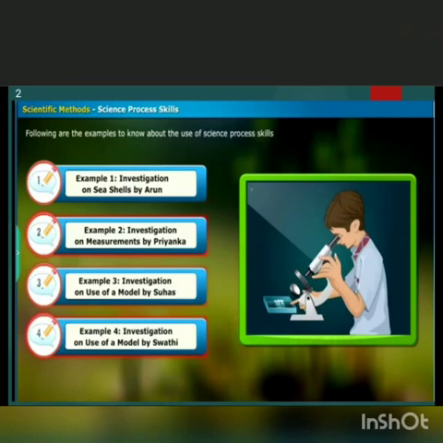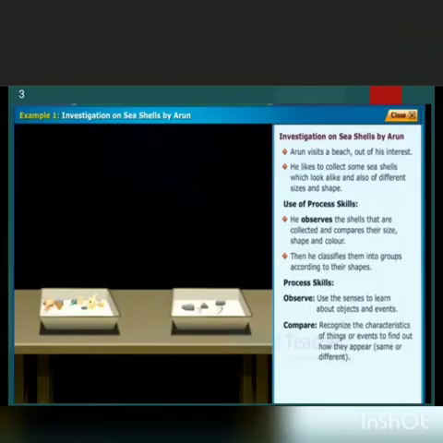Example 1, investigation on shells by Arun. Example 2, investigation on measurements by Priyanka. Example 3, investigation on use of model by Shuhash. Example 4, investigation on use of model by Swati. Let us see the investigation on seashells by Arun.